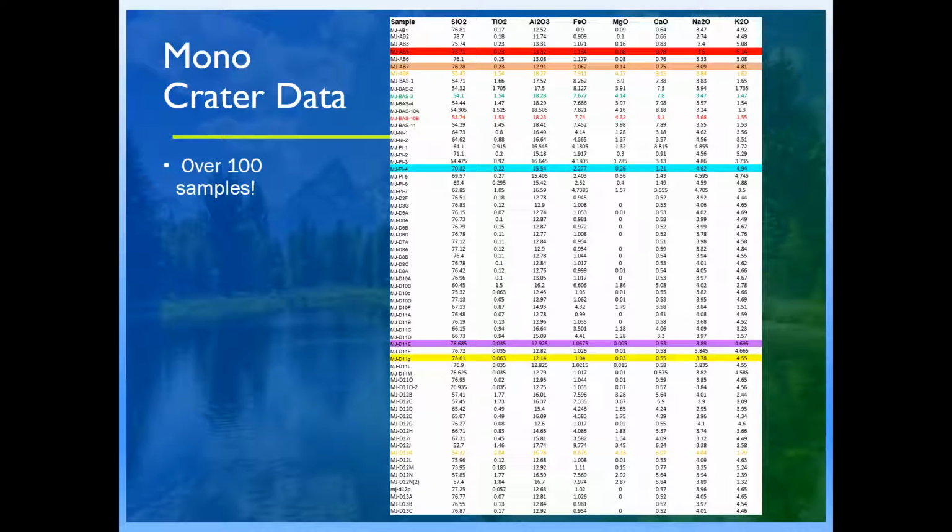This is a list of Mono Craters data samples and their major oxide compositions. I'll be using some samples to figure out which is the most primitive, as you will see in my graph later on. As you can see, it takes some trial and error, so I've marked the samples as triangles.